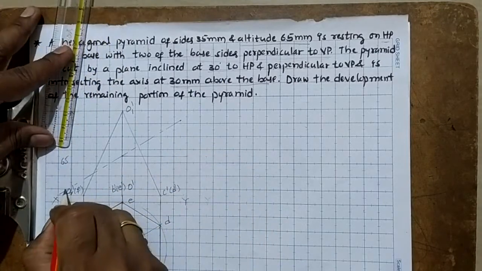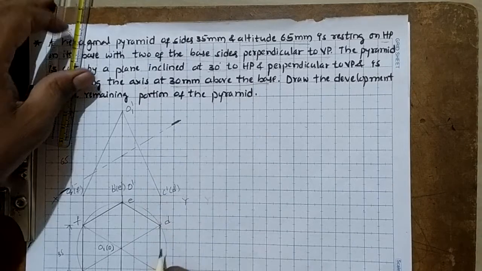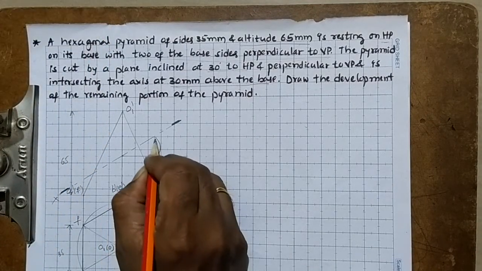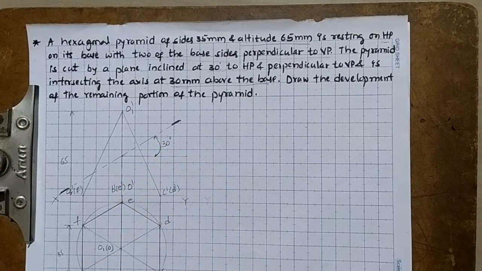Then at the end we have to make it dark. This is the representation of the section plane. See, this angle is 30 degree. This angle is 30 degree. Then after drawing the section plane, locate the section points in the front view.